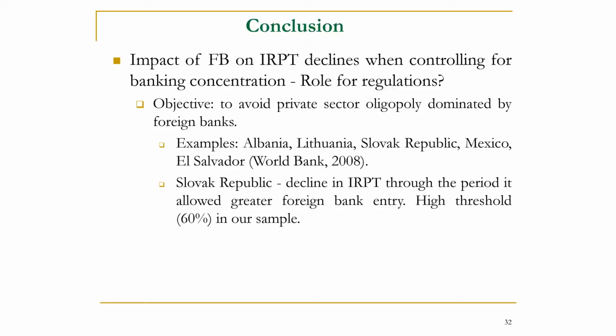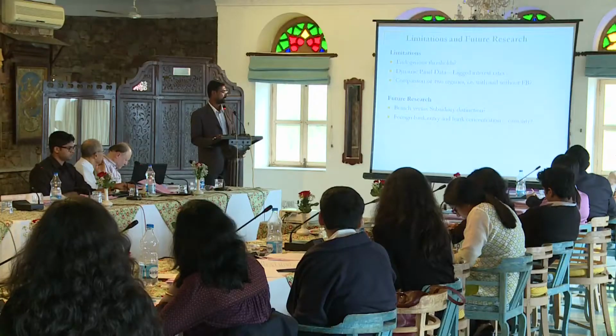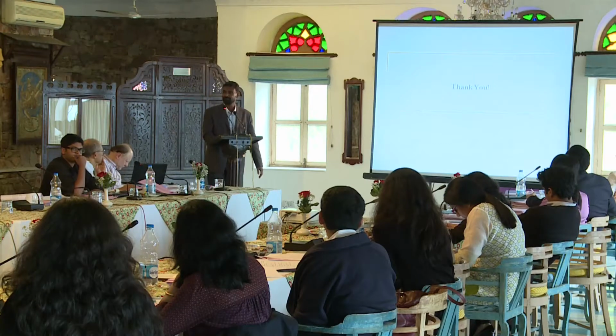And also, we try to find something on concentration that's going on. So there could be a role for regulations to play to make sure that greater competition does not result in a concentrated setup. Yeah, so we wanted to see if we could try two regimes, one without foreign bank entry, to make the identification strategy much more convincing. And also, if we could make the branch versus subsidiary distinction, it would be better.